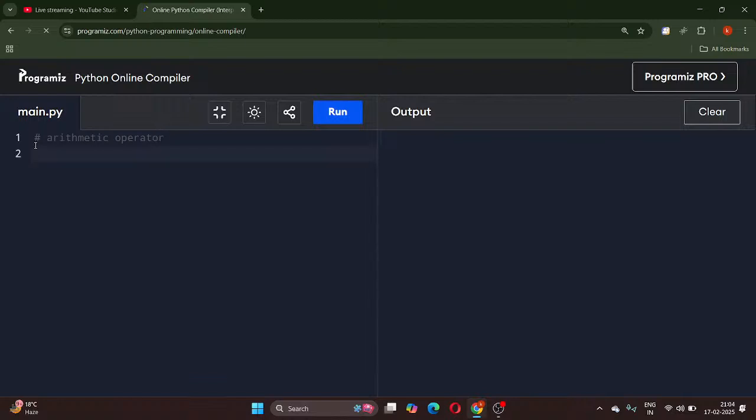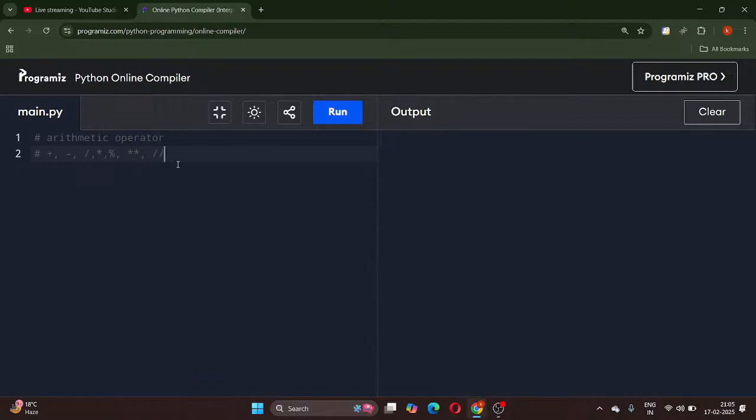Arithmetic operators contain all of your mathematical operators. In this, you will have plus, minus, division, multiplication, mod division, exponentiation, and one floor operator as well. This is the complete category of arithmetic operators, and let us go through each of these operators one by one. Obviously, you're going to enjoy this session a lot today. So let's start.